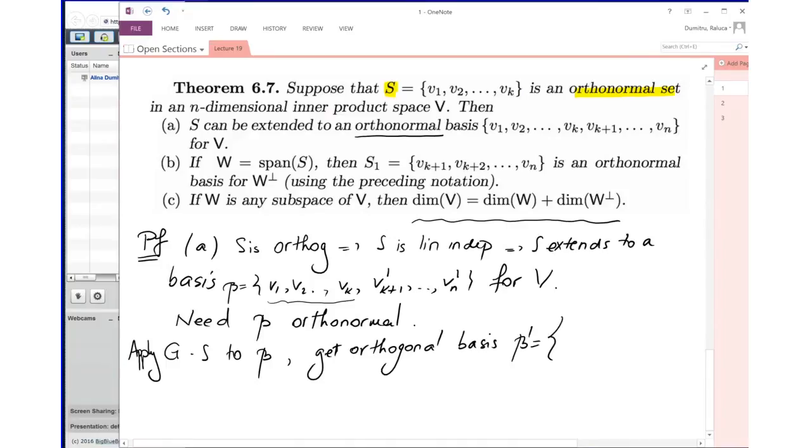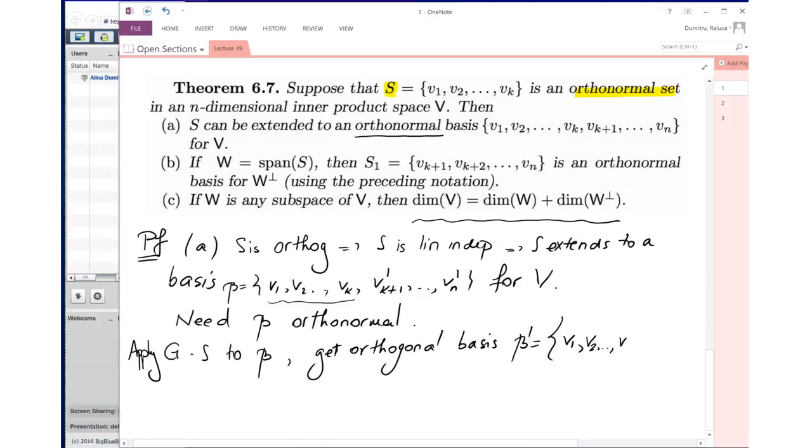Let's see what we get when we apply Gram-Schmidt. So remember, Gram-Schmidt takes the first vector as it is. My first vector is v1, right? Then the second vector, v2, is already orthogonal to v1 because they were part of the original set S, which was orthonormal to start with. So Gram-Schmidt will not change that, right? It doesn't change vectors that are already orthogonal.